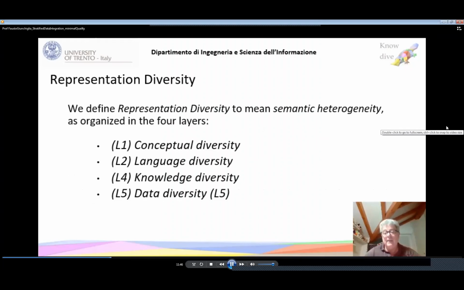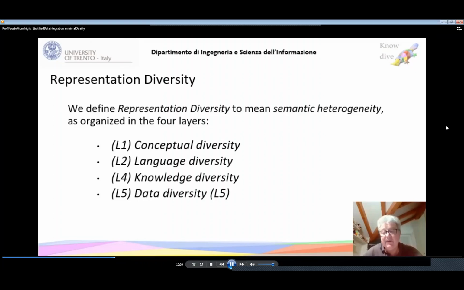Because of this, we introduced the notion of representation diversity. We define representation diversity to mean semantic heterogeneity as organized in the 4 layers. So semantic heterogeneity is the same problem, exactly the problem that I defined before. It is a problem that, as I said, appears in the web.